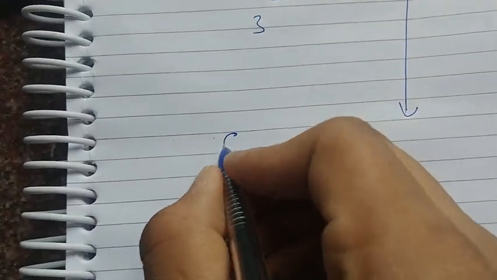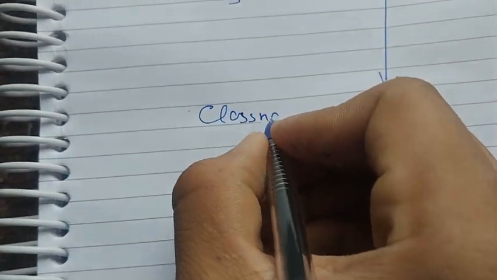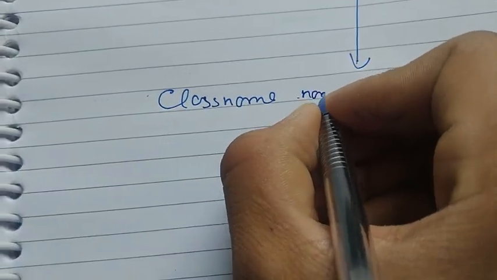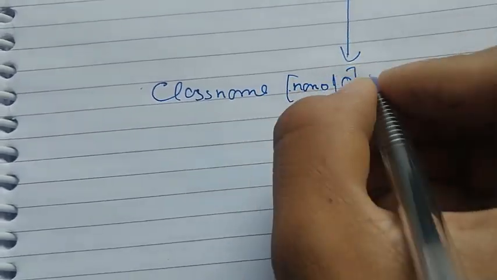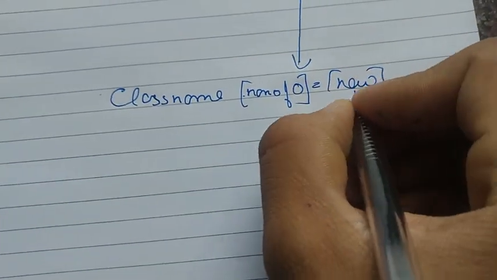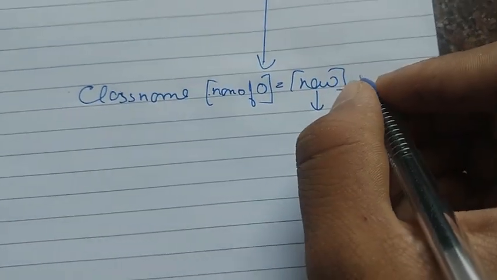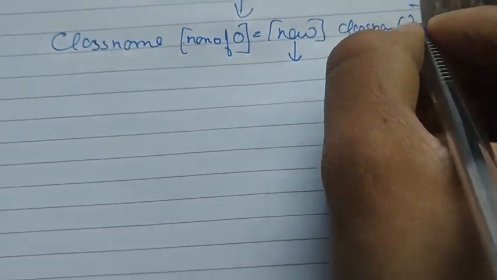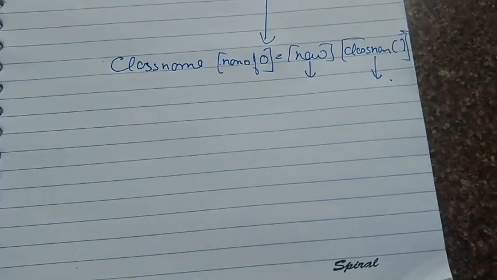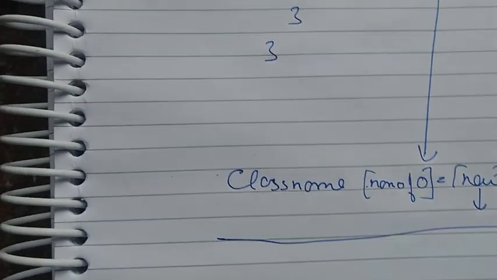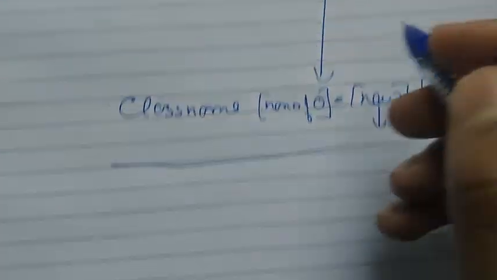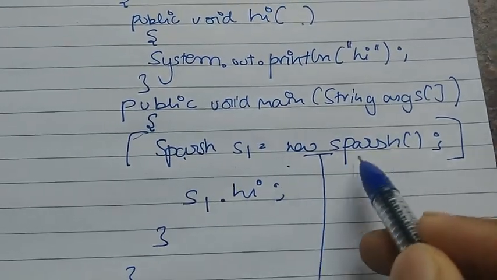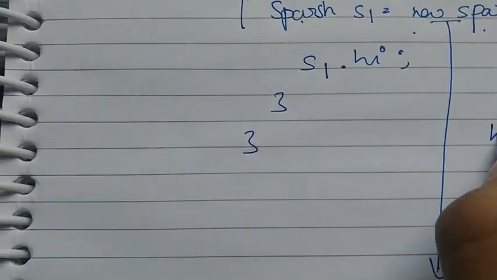The statement is: class name, name of object, is equal to new. There is a predefined keyword in Java, new, to make objects, followed by the class name with brackets. Actually, it's not the class name, it's the constructor which calls the class and creates the object of the class you have defined. So this is the syntax for creating an object, and the example is Persh s1 = new Persh. The output is straight away hi.